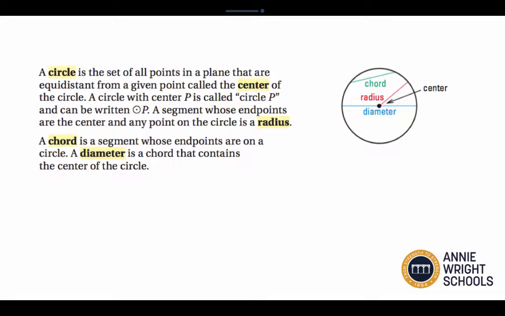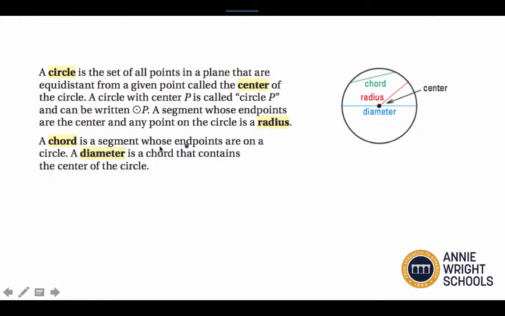Hopefully you know that a circle is a set of points in a plane that are equidistant from a given point, and that point's called the center. When we have a circle with a center, we write it this way, circle with center P, and that tells you the point that is the center. A segment whose endpoints are the center and any point on the circle is called a radius. You know that. That's the red segment here.